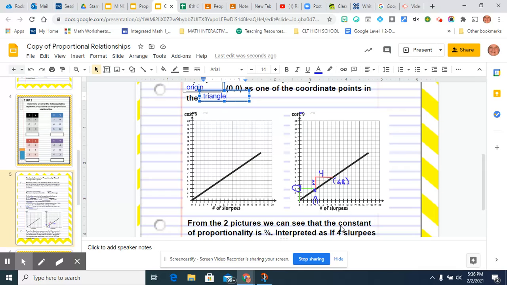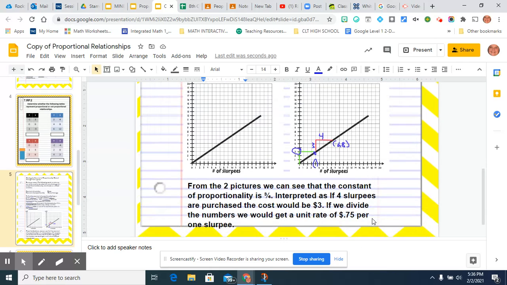Now, when you're choosing points to use, we choose (0, 0) because that's where an X and a Y line intersect. And I chose (3, 4) because this is where the line on the graph comes in contact with one of those intersection points. Here's an intersection point because this line and this line are directly meeting. So when our line goes through something like that, we want to pick that type of point to use to draw our triangle. So we can tell from the two pictures that the constant of proportionality is 3 over 4.